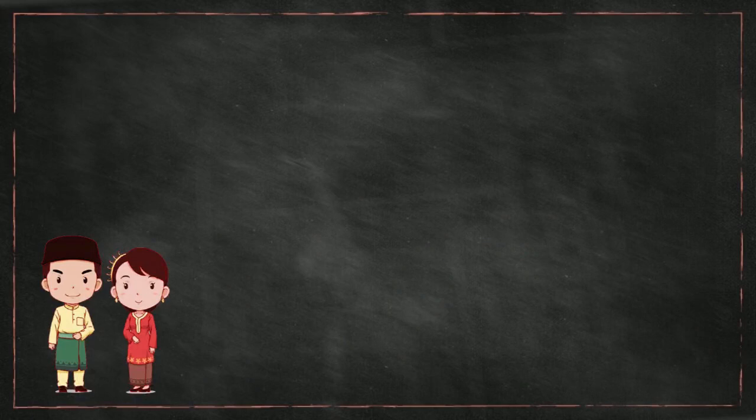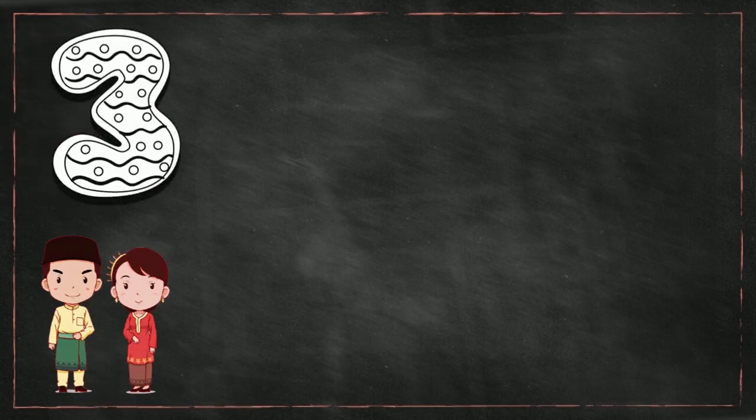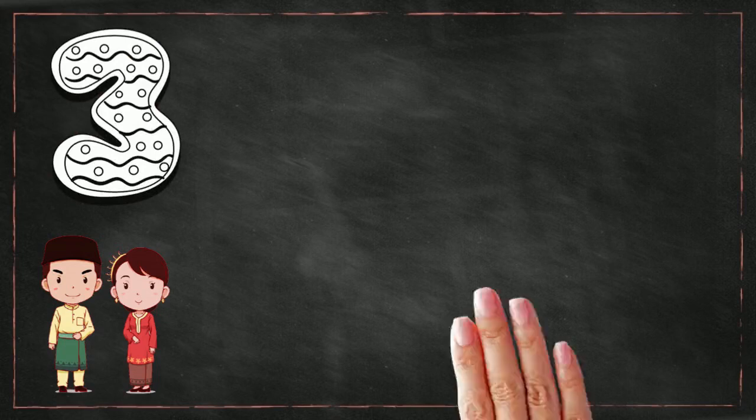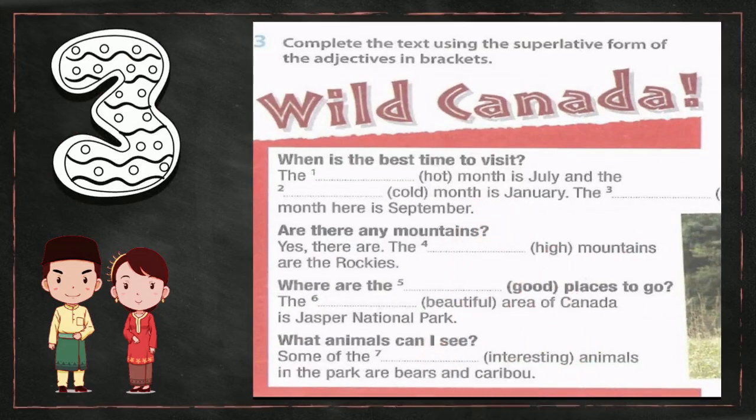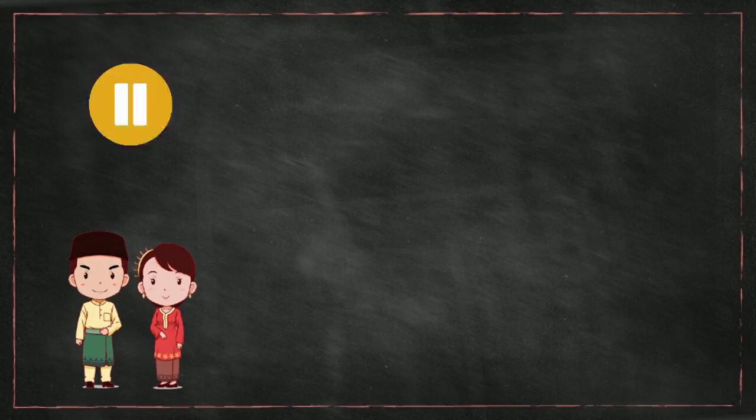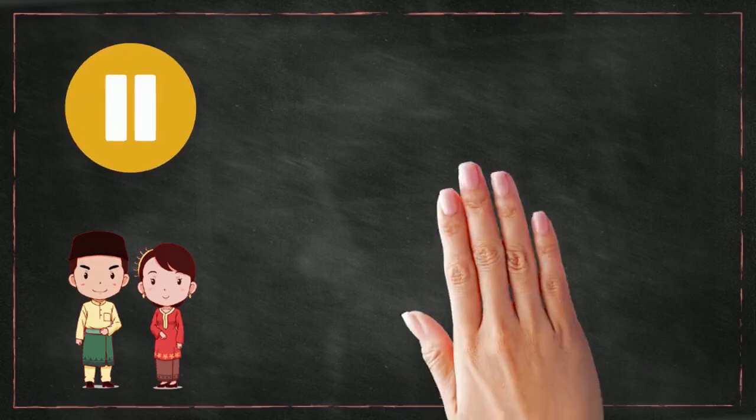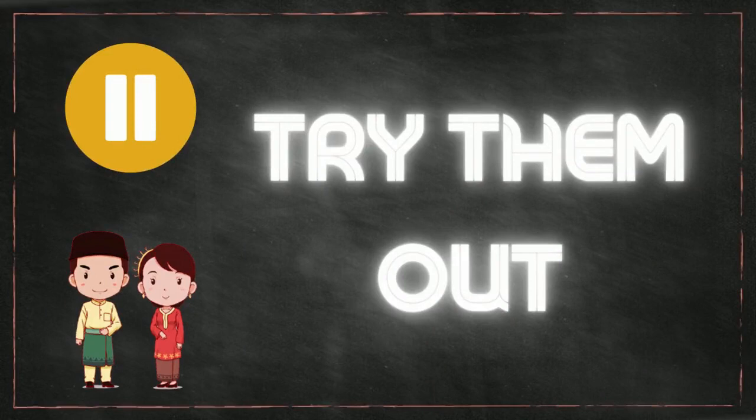And for the next exercise, we are going to try out practice 3, still on page 35, which is this one, Wild Canada. All that we have to do is complete the text by filling in the superlative form of the adjectives given in brackets. Let's go! However, before we check on the answers together, how about you guys try and complete the text on your own first? Pause this video and then I'll see you again after that.